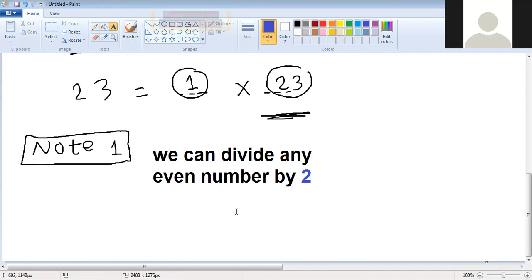For example, 4 divided by 2 is 2. 6 divided by 2 is 3. 8 divided by 2 is 4. 10 divided by 2 is 5. So if you divide any even number by 2, you will find the answer without remainder. Okay?